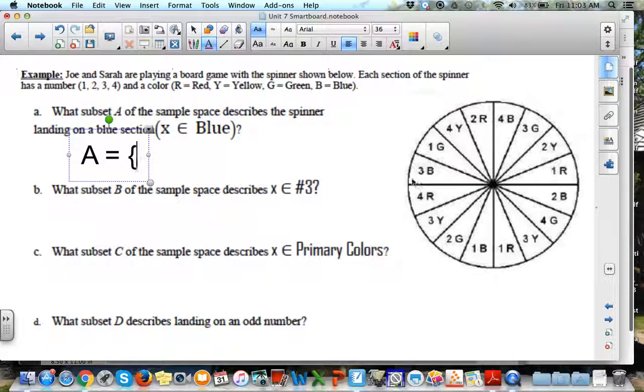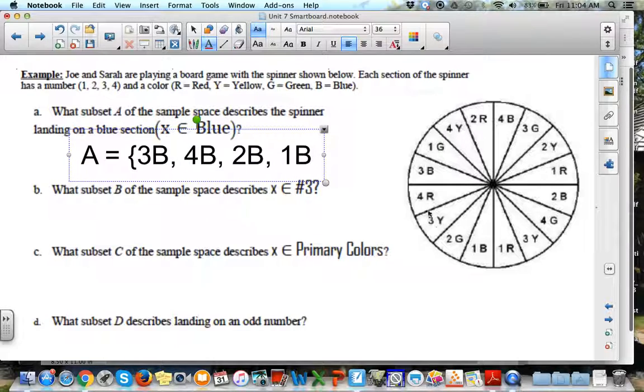So if we start over here on the far left, we have a 3B, that's blue. If we keep going around, we come to a 4B. Keep going around, we have a 2B. We have a 1B. And that's it. Those are all of the options that have blue as part of them. We didn't care about any of the other colors. And we carried the number with our elements, but that didn't matter when we were picking them. We were just looking for the blue.